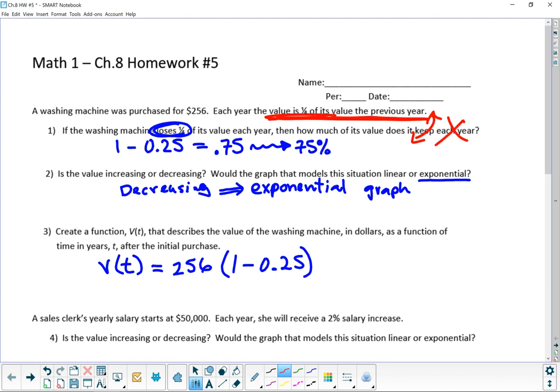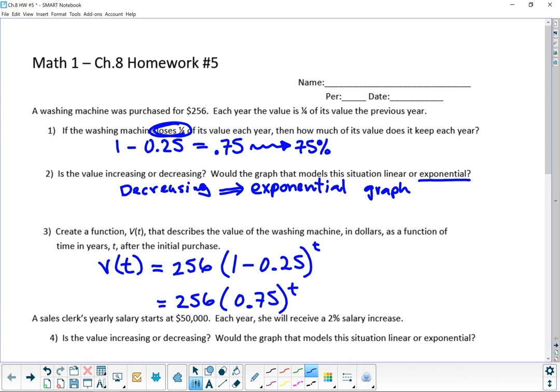So losing 1/4 of the value, and it's worth 1/4 of the value is different. So that's why I was a little confused at the beginning. But I think we should just go along with what the 1, 2, and 3 say. And this is to the t power. Okay, so you can leave it like this, or you can write it as 256, and the 1 minus 25 is going to be 0.75 to the t power.